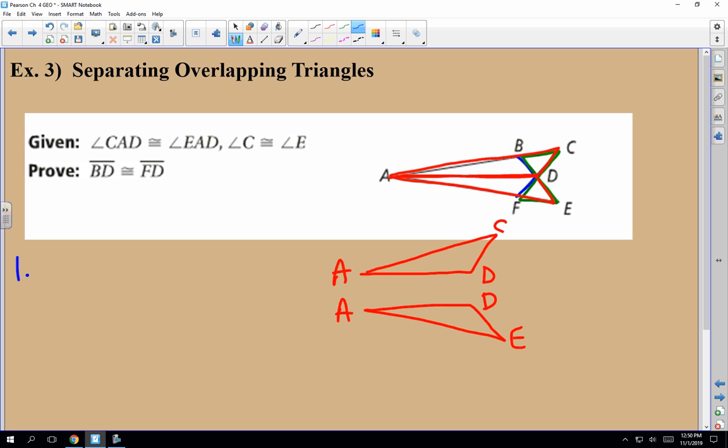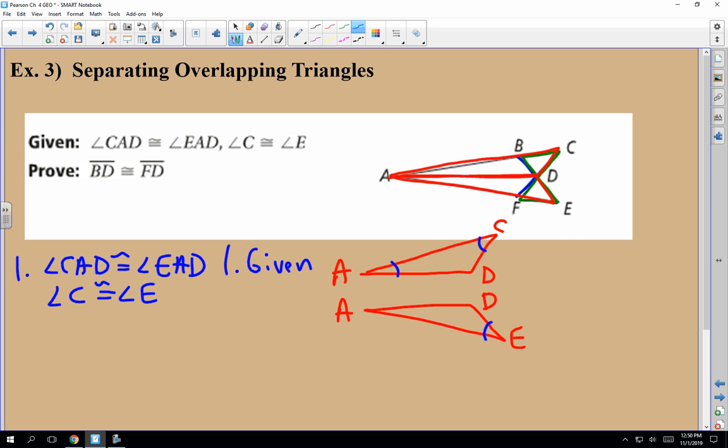Okay, so here we go. We have a given. We have angle CAD is congruent to angle EAD, and angle C is congruent to angle E. You guys can copy that down without looking up here, right? We're just copying the given down. So copy the two given statements down, right? Number one, given. And then I like to go mark them in the triangles that we're trying to prove are congruent. So angle C is congruent to angle E, and angle CAD is congruent to angle EAD. So that's what we have so far.